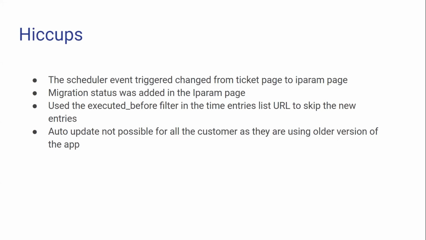But what we did here is, while implementing this migration, we took care of the new entries. For the new entries, we will add the UDIDs to the data store. So at the time of installation, from that time, we have to fetch the time entries. So we use the executed before filter in the time entries list API to skip the newer time entries.